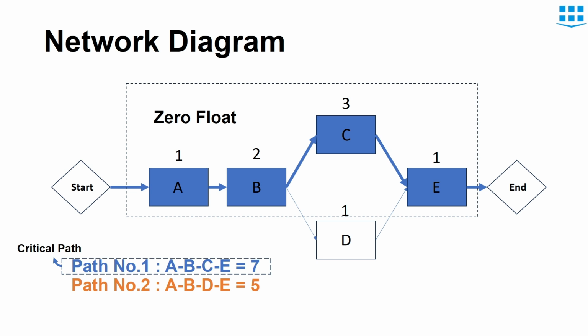Projects having more than one critical path has added risk in it, because in those scenarios, a project manager will have to manage multiple critical paths. And if any activity on those paths gets delayed, it will affect the whole project.